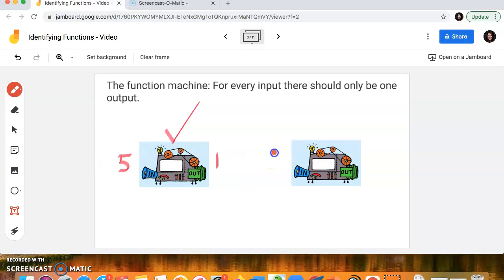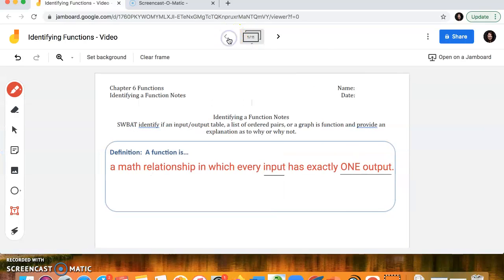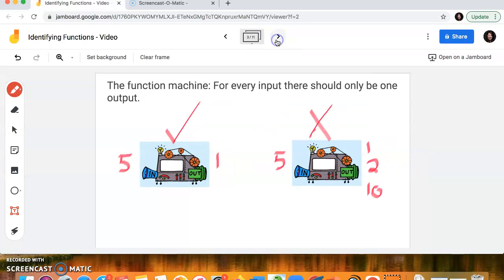Okay, but let's say I put in the number 5 and I get out the number 1, but then you go up to the machine and you put in the number 5 and you get out the number 2, and then somebody else goes up and puts in a 5 and gets out a 10, well, that's not a function. A function means that every time you have an input, you should only get one thing out. Every time you input a number, only one thing should come out.